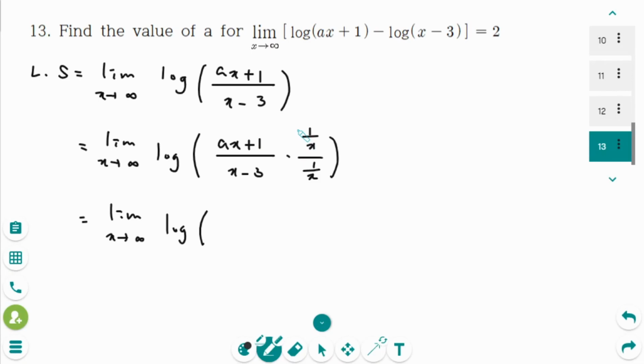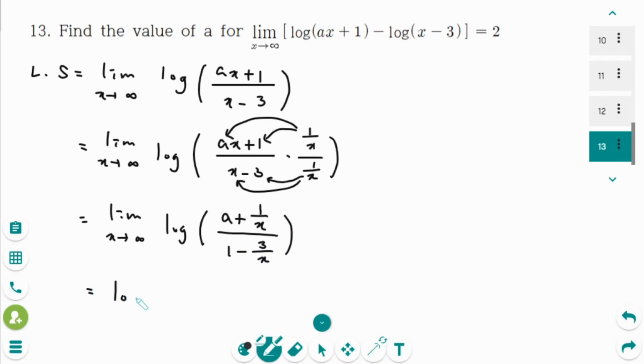Log, and then expand. This one is a plus 1 over x over this one is 1 minus 3 over x. And then infinity into x. So this is a plus 1 over infinity, which is 0. So 1 minus 0. So this is log of a over 1, which is the same as a. This is the left side answer.